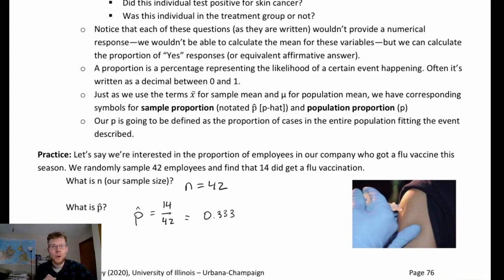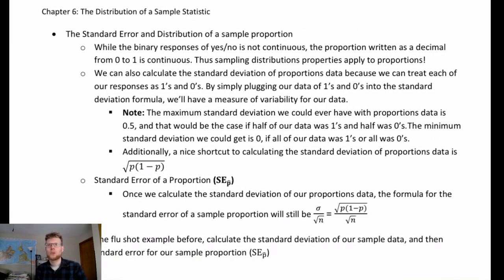Again, we don't know what p is here. Assuming the company has more than 42 employees, which I'm guessing it does, there exists a true proportion of employees in this company who got a flu vaccine. We don't know what it is, but we do know that 14 out of the 42 that we asked said that they did. If this is a random sample, if we have found some appropriate way of sampling from this company, then hopefully it's a reasonable estimate, reasonably close. But how close is it going to be? How much error might I have in my sample proportion estimating the population proportion?